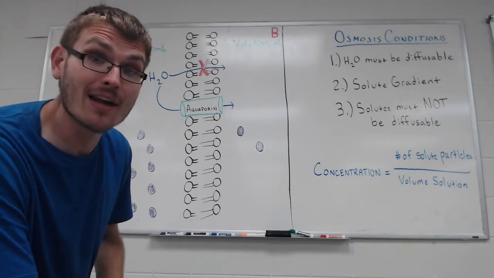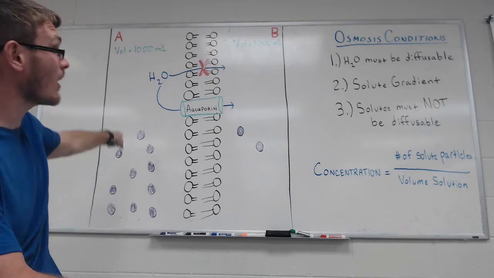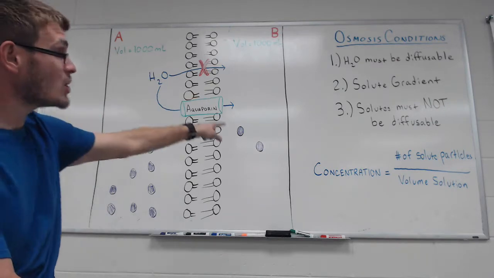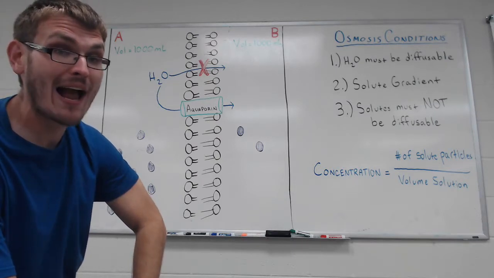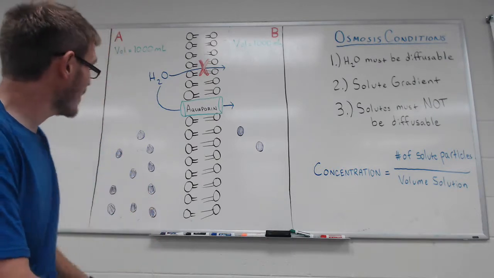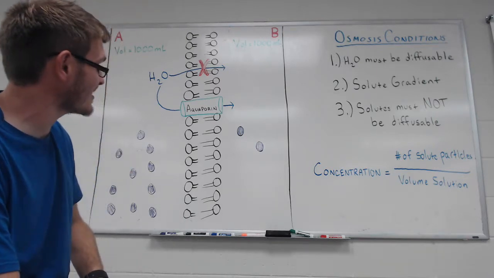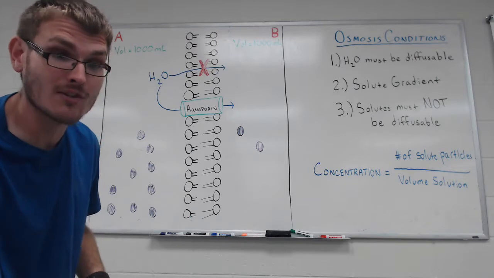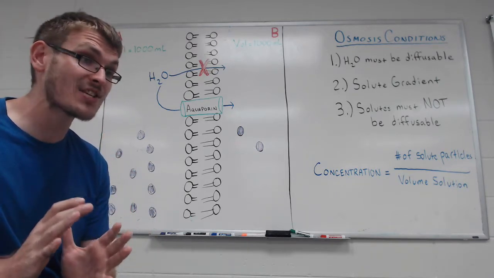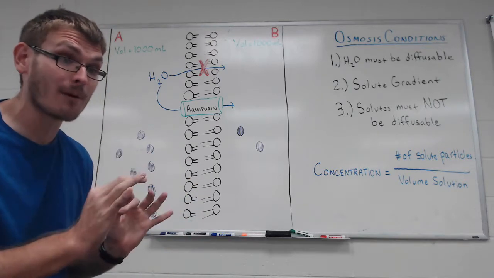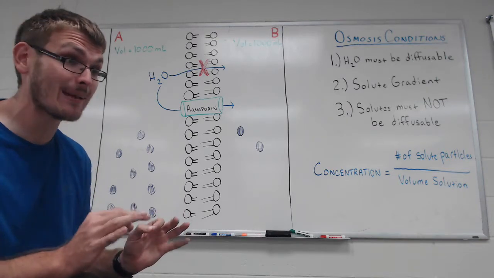So if you're comparing the concentrations of both sides, we have 10 particles over here per 1,000 milliliters, and 2 particles over here per 1,000 milliliters. Those two fractions are obviously very different. So we would say that side A is much more concentrated than side B. It's actually 5 times more concentrated. So the driving force behind osmosis isn't going to be to equalize the exact number of particles, it's going to be to get the concentrations to be the same.